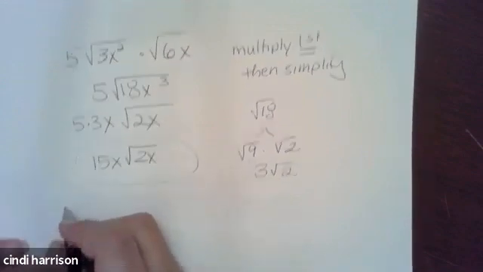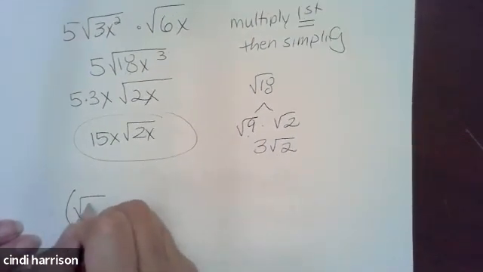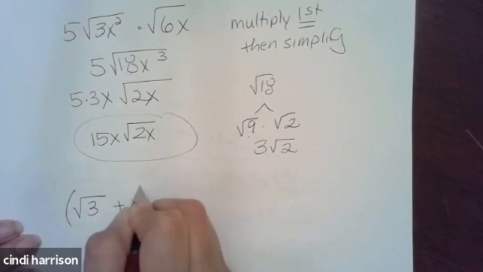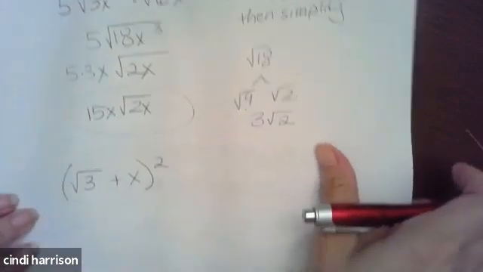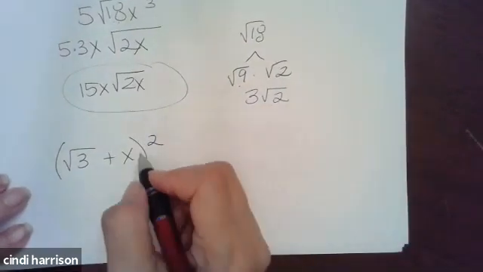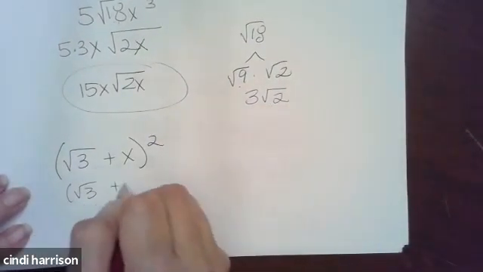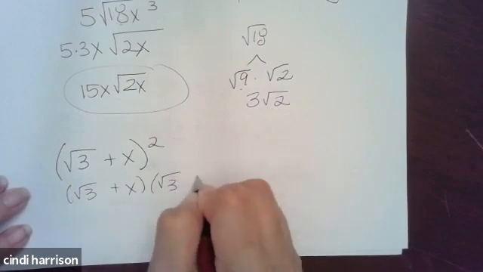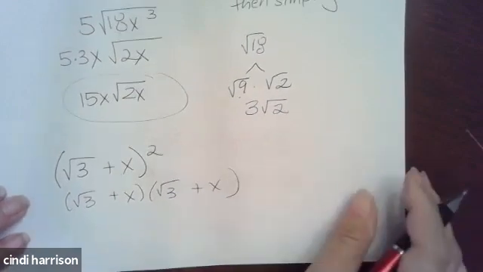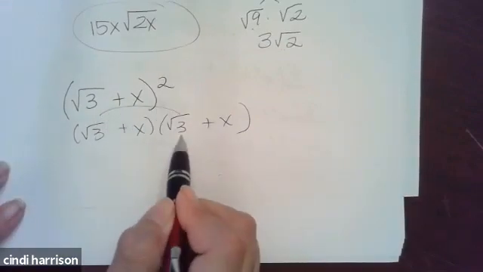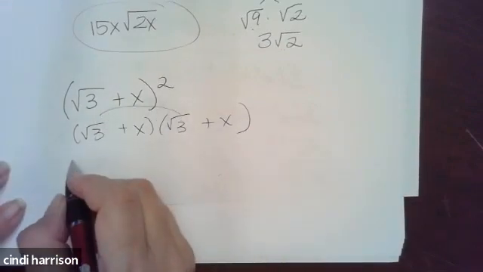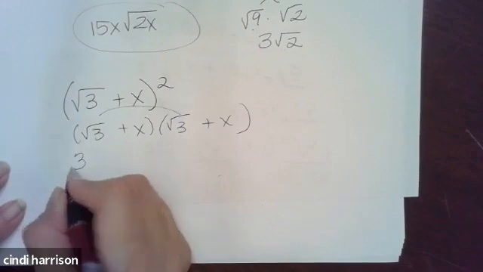Just a quick reminder, we also looked at examples like this, where if you were asked to square a binomial, that means you need to multiply it by itself and FOIL it out. So the square root of 3 times the square root of 3 is the square root of 9, which is just 3.